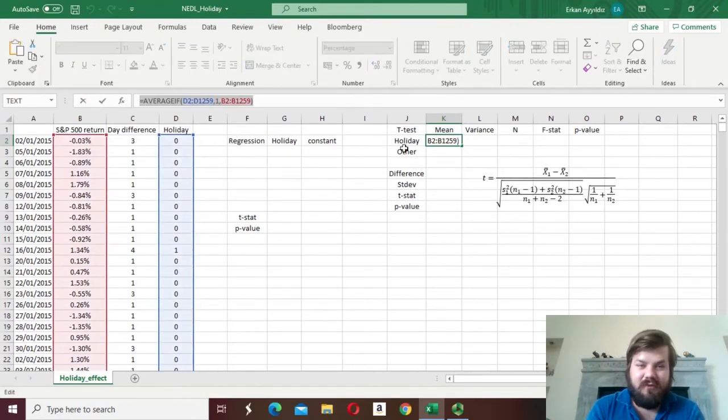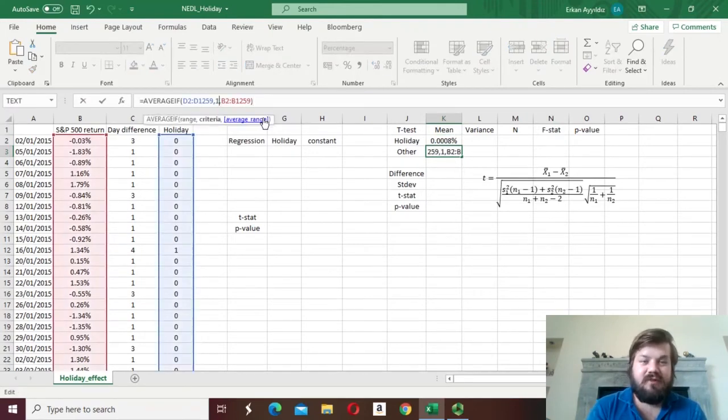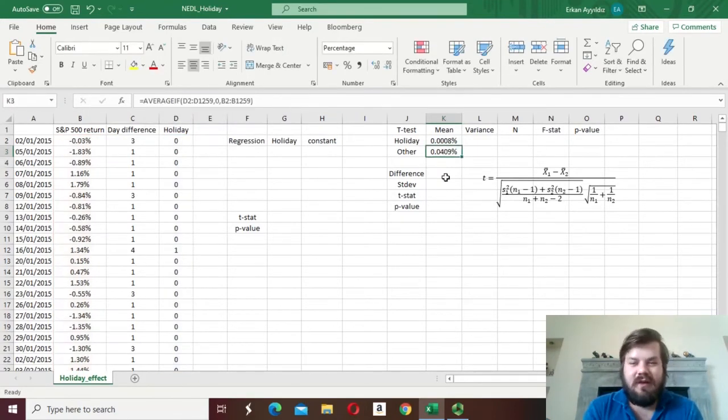And now we can copy this formula, paste it into another cell, and here we just need to change this 1 into a 0 to figure out the average return on the normal trading day that is not associated with holidays or anything like that. And we see that the average daily return on non-holiday days is quite larger, 0.04%. We can already see that the notion that the returns on the days preceding public holidays are higher is blatantly false. But is the difference significant?